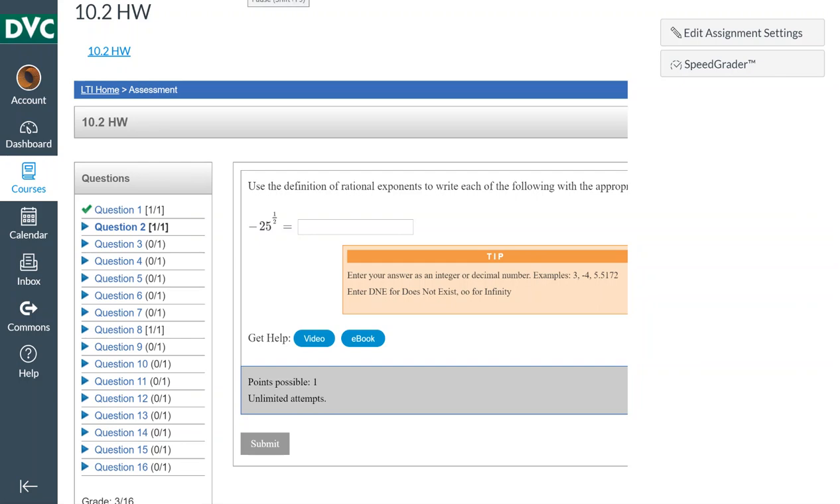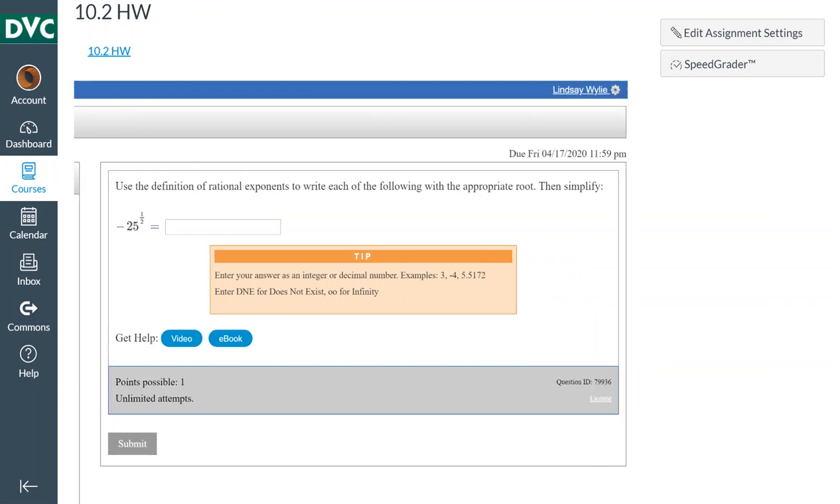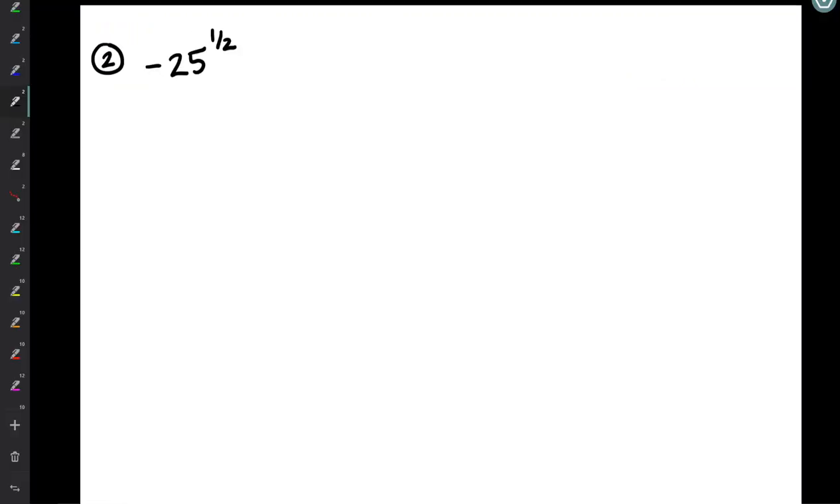In this video, we're going to talk about the difference between question 2 and question 3 in homework 10.1. So question 2, we're asked to use the definition of rational exponents, fractional exponents, to write each of the following with the appropriate root and then simplify. So let's go ahead and do that on a separate piece of paper.